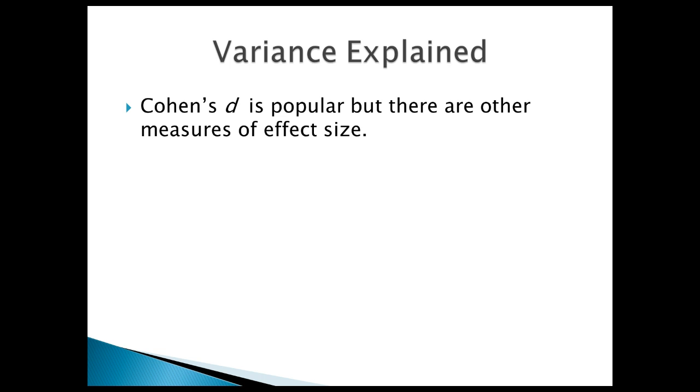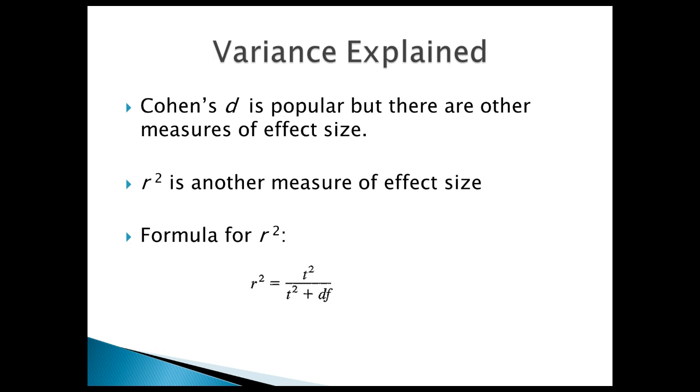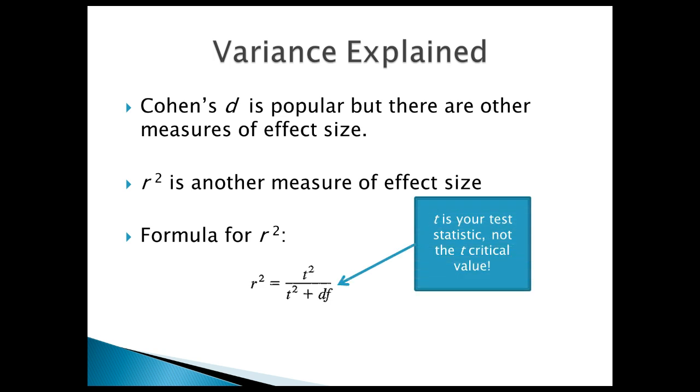So variance explained. That's another way of thinking of effect size. Cohen's d is popular, but there are other measures of effect size. R squared is another measure of effect size, and it indicates the amount of variance explained in the dependent variable by the independent variable. So the formula for R squared is the t-value that you calculate, not from the chart, t squared over t squared plus degrees of freedom equals R squared. So please note, t is your test statistic, not the t critical value.